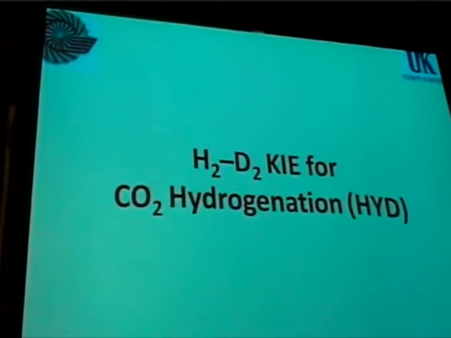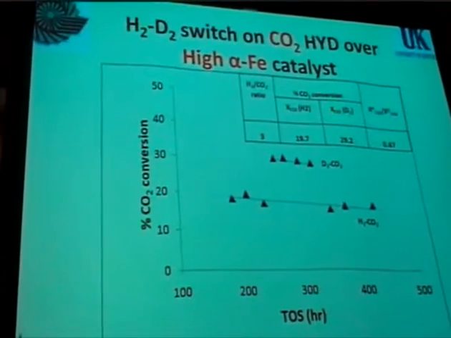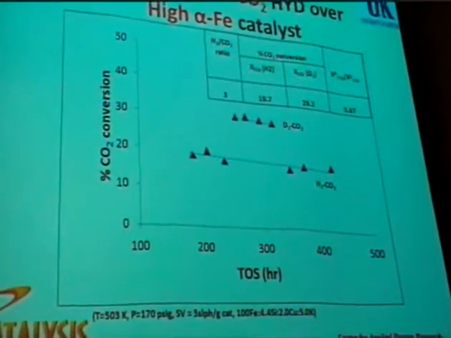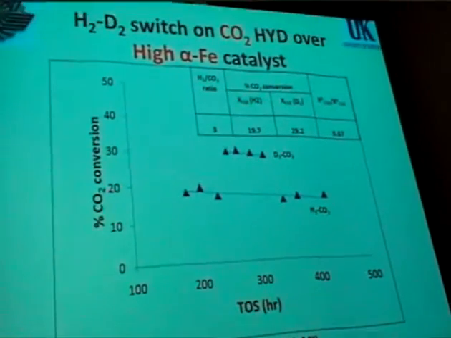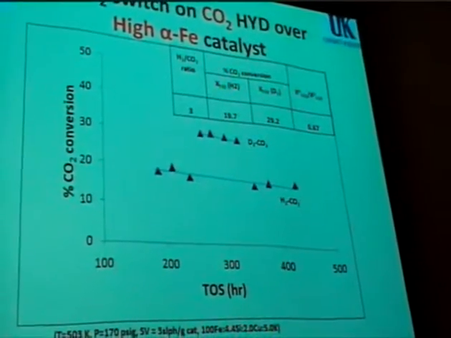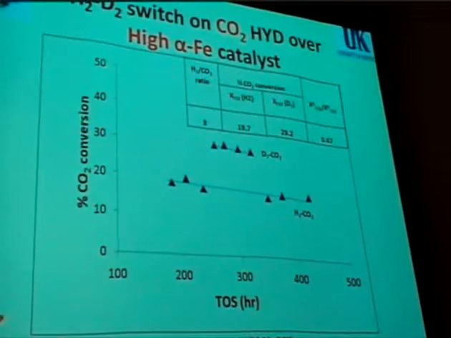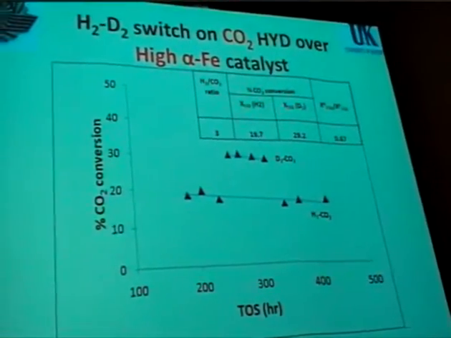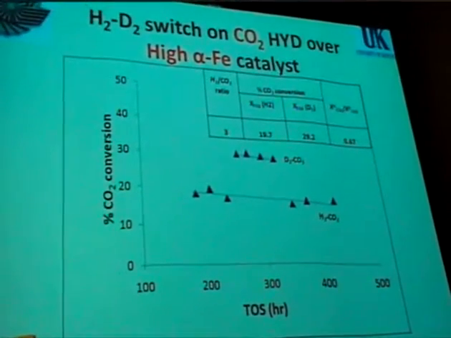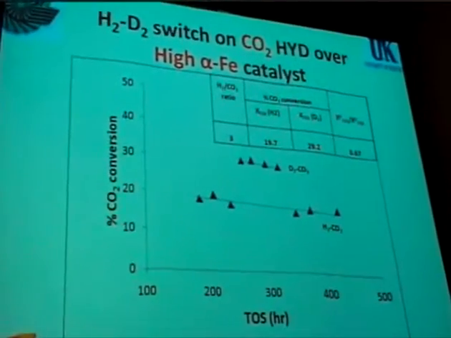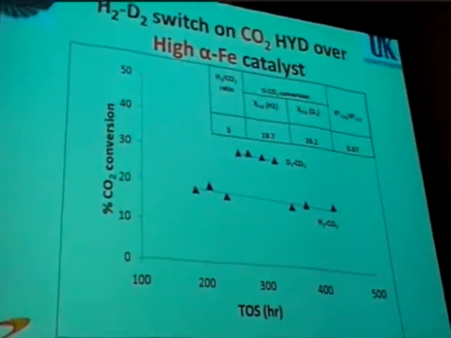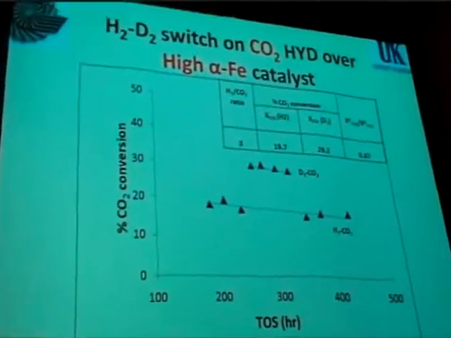Now, the hydrogen-deuterium kinetic isotope effect for CO2 hydrogenation. This is with a high alpha iron catalyst, one that contains 5% potassium. On the left, you see the rate of CO2 conversion. When we have hydrogen and we switch to deuterium, the rate increases. So we have an inverse kinetic isotope effect for the hydrogenation of CO2. The ratio in this case is the stoichiometric ratio, 3 hydrogen, 1 CO2. And the inverse kinetic isotope effect is about 0.7.